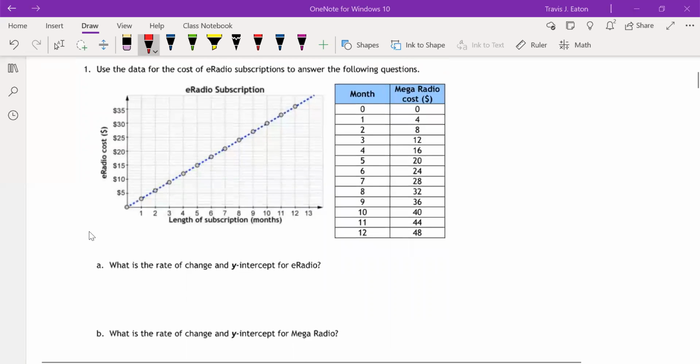Well, for this, we can only look at the graph because the graph is e-radio and the table is mega radio. So that'll be different. So the rate of change for e-radio, well, remember the rate of change, we're also calling that the slope. So looking for the rate of change for e-radio, we look at our graph and let's see if we can plot some points and see where we're at here.